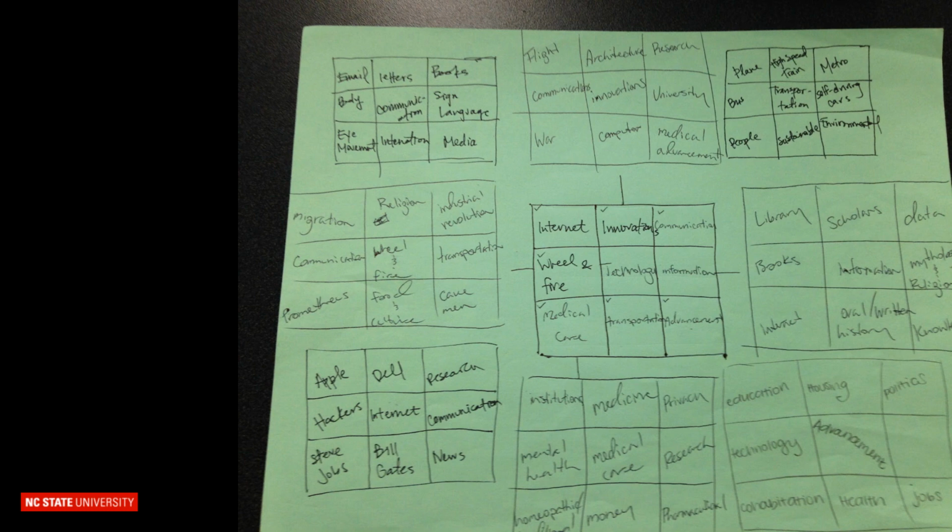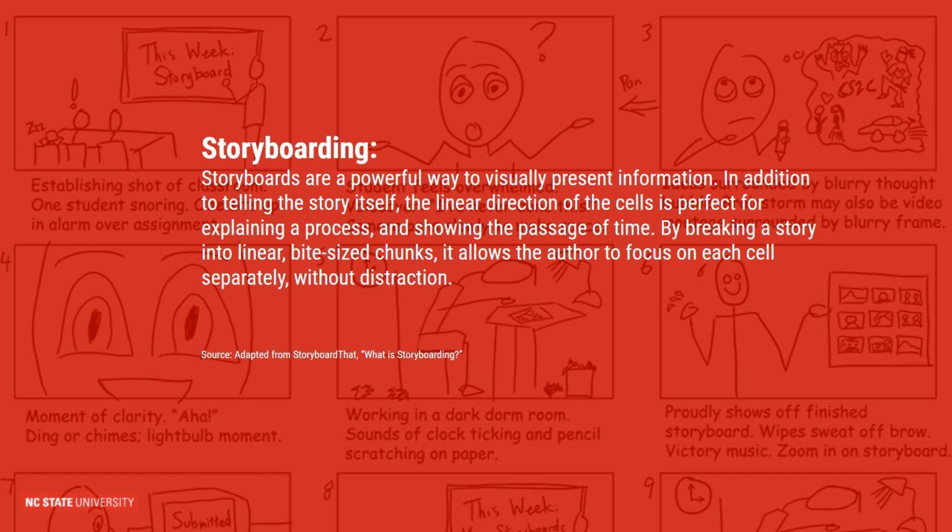The final strategy in this lesson that uses visualization as a tool for organizing and framing problems is storyboarding. At its essence, a storyboard is a graphic organizer that plans a narrative. Storyboards are a powerful way to visually present information. In addition to telling the story itself, the linear direction of the cells of a storyboard is perfect for explaining a process and showing the passage of time.